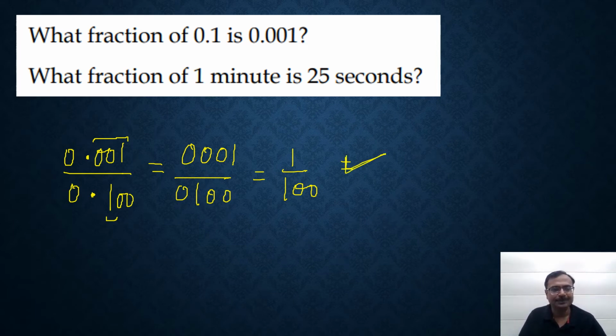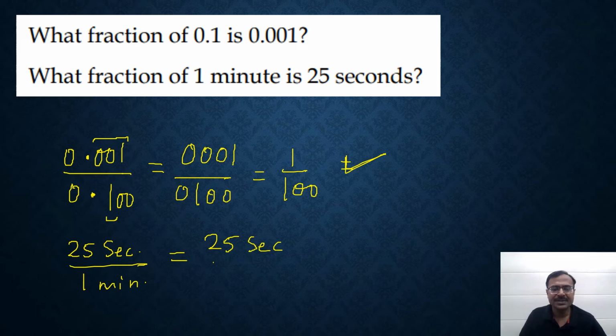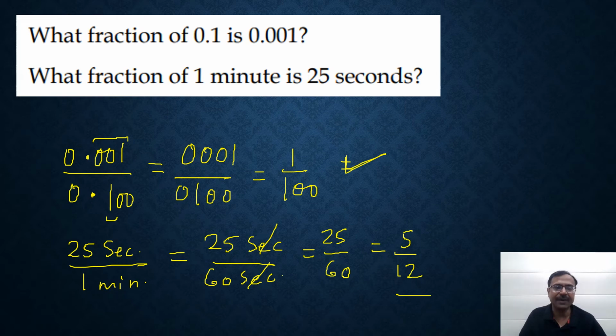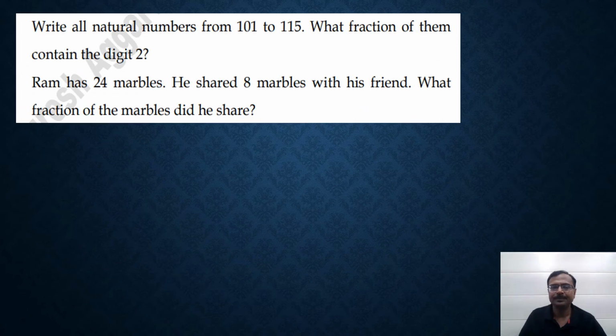How about the second question? What fraction of 1 minute? See, 1 minute comes in the denominator, is 25 seconds. Now you cannot compare two quantities when the unit is different. So let's equate the unit first. 25 seconds upon 60 seconds. 1 minute is 60 seconds, obviously. Now you can cancel the unit and we have 25 upon 60, that is 5 upon 12 as the fraction. So conversion of the units to get the numerator and denominator in the same unit. Now that is important. Let's see some more questions.